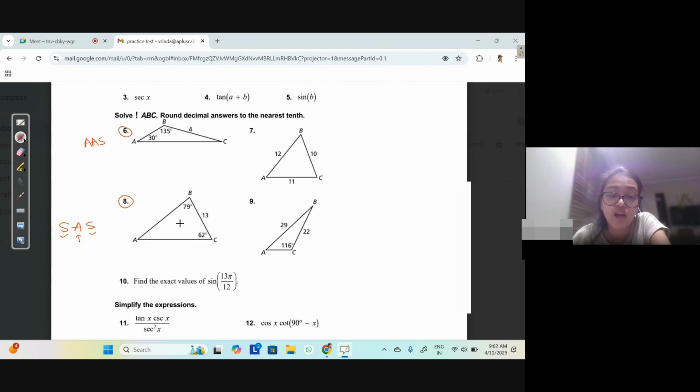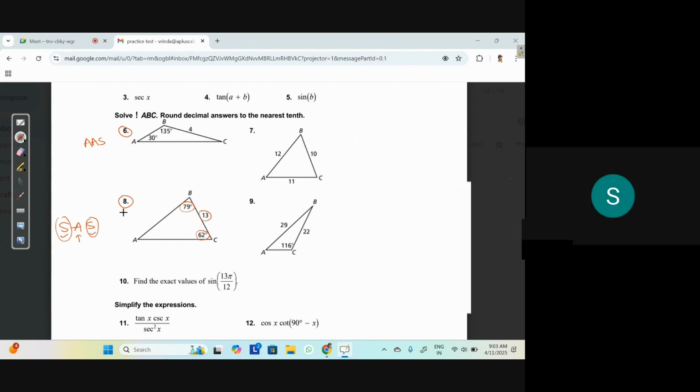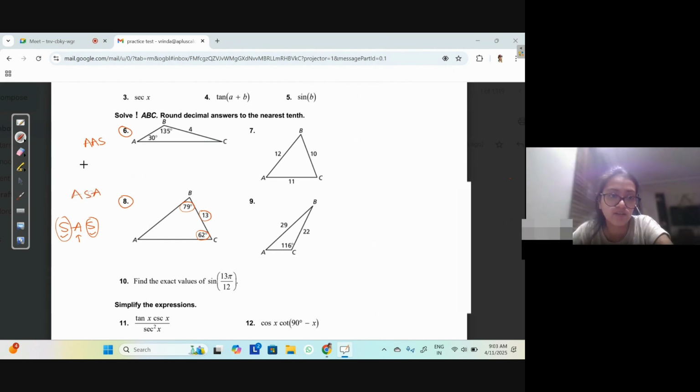In number 8, do you have 2 sides? I mean, which information is given to us? We have one angle, 79 degrees, another angle, and we have one side. So it is not side angle side because side angle side means you have 2 sides. Now tell me what? Angle side angle. Very good. Okay, so in angle side angle, now you know the difference between angle side and angle side angle. Here the side is between the 2 given angles.